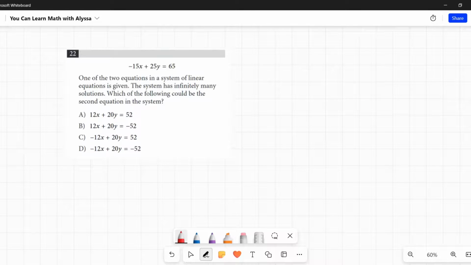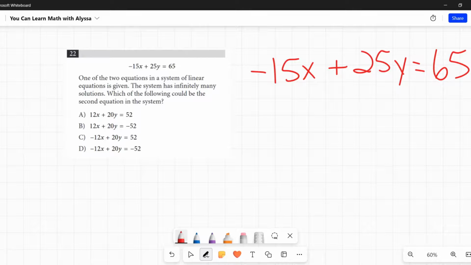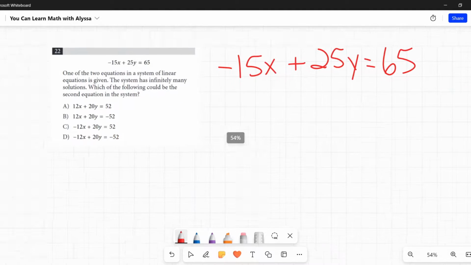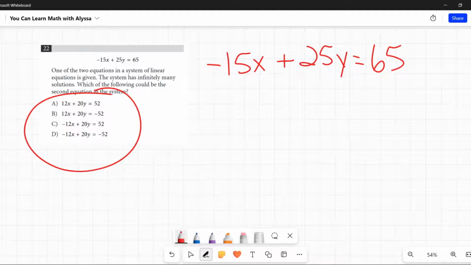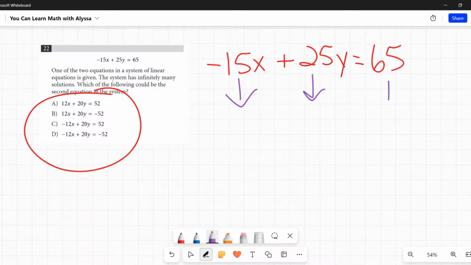So I have this line, negative 15x plus 25y equals a positive 65. And yes, I'm emphasizing those signs because it's going to be important in a second. Now, which of the following could be the second equation in this system? They're asking us to look at these options and say which one could be the same line. You can confirm that they're the same line if I took each of these and multiplied them all by the same number or divided them all by the same number, I would get a line that is the same.